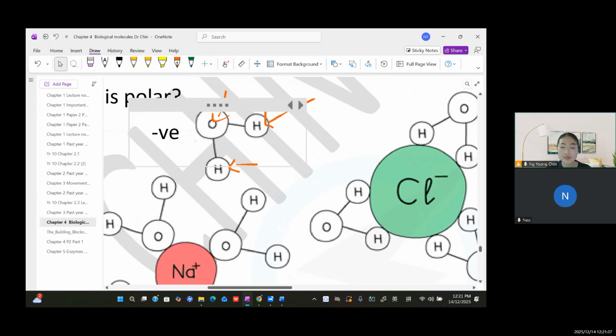Your answer is? Because they have charge. Water has an electron negative charge and an electron positive charge. So there is a negative charge on the oxygens, and a positive charge on the hydrogens.